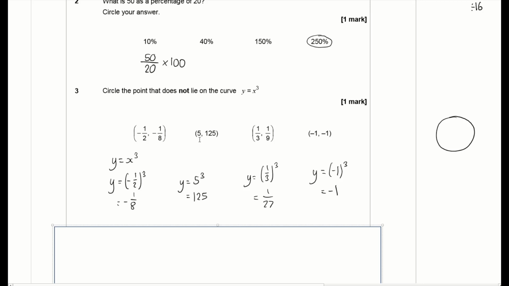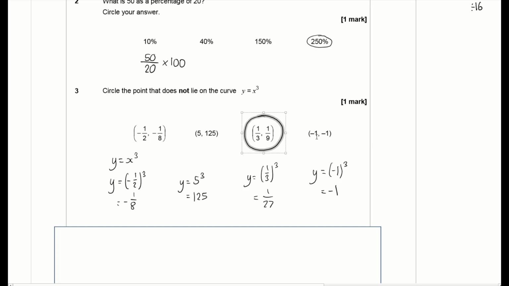Now we try x equals 5. Well, 5 is just positive, so 5 cubed equals 125, which is the correct pairing as well. That lies on the curve also. Then we try this one, x is equal to a third. Substitute a third in, cube it, and you get a 27th. But they've got here a 9th, so you know that this point already is not going to be the correct point that lies on the curve.